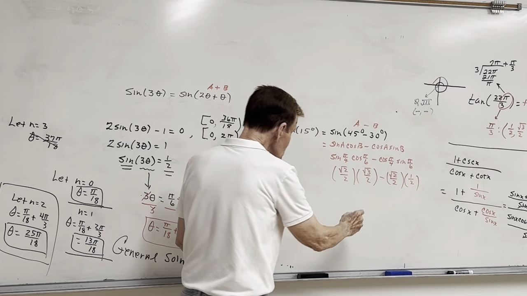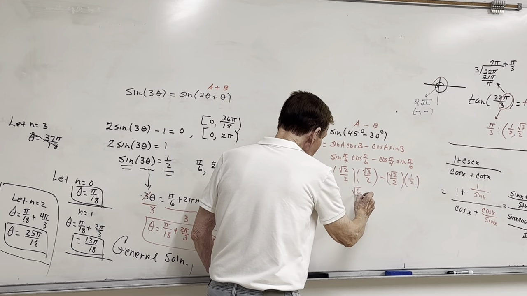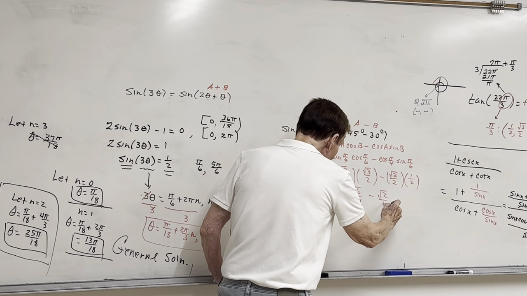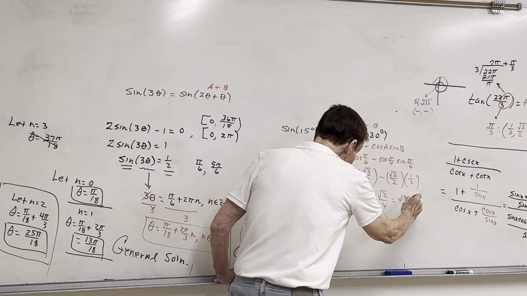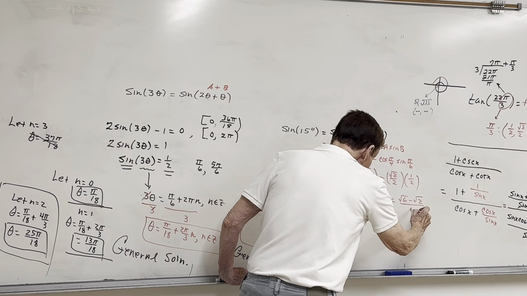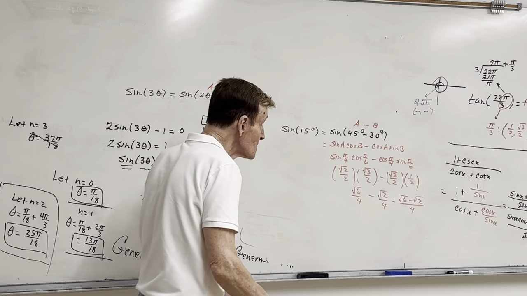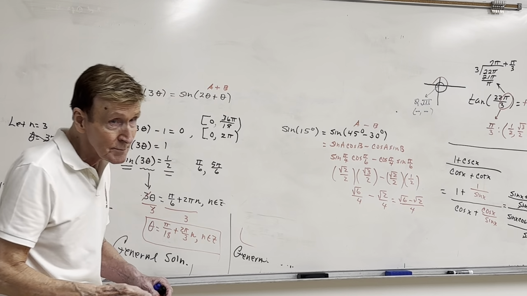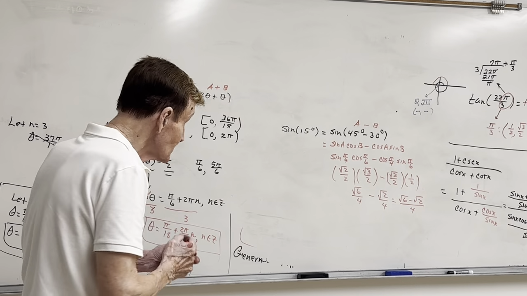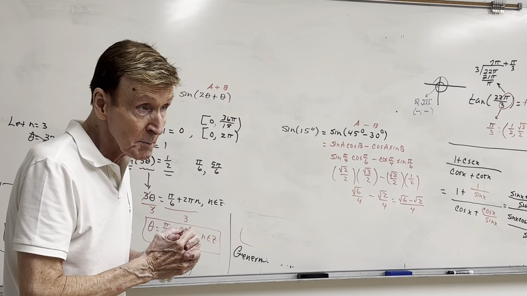So you got radical 6 over 4 minus radical 2 over 4. Better yet, radical 6 subtract radical 2 all over 4. I hope we don't have a mistake. Is that reasonable? Does it look reasonable?